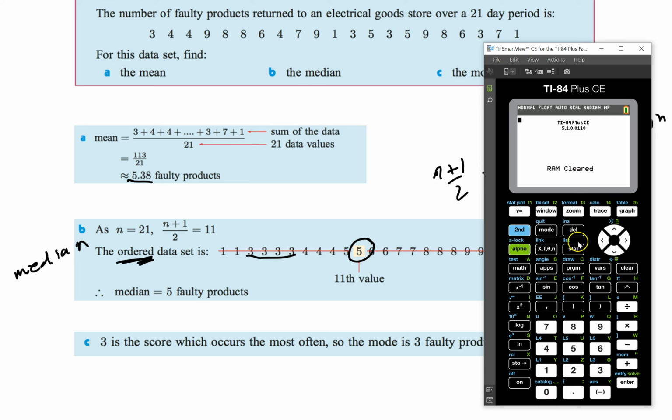But let's set this up. You're going to go to STAT and go to Edit. You can type in all the numbers, so 3, 4, and then with a little movie magic, boom, all done. So there's all 21 of them typed in.